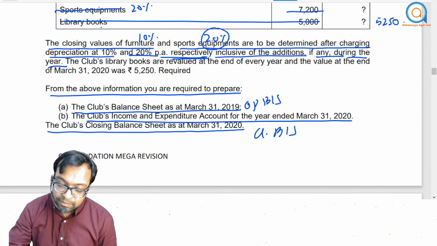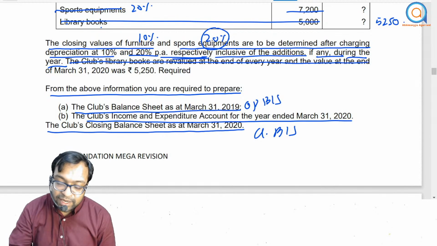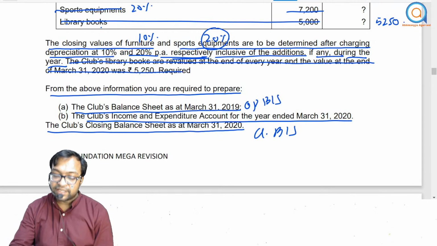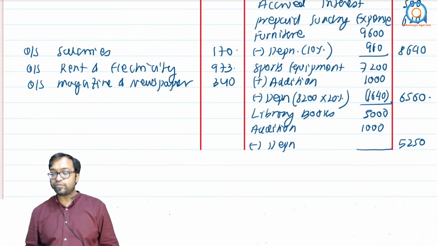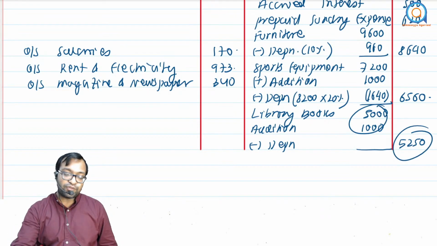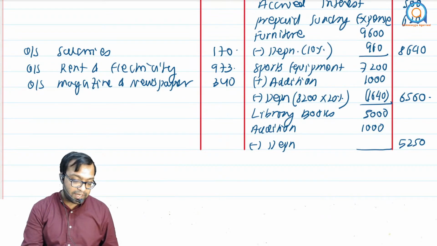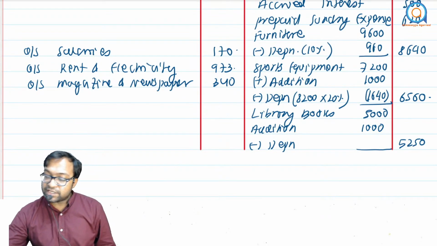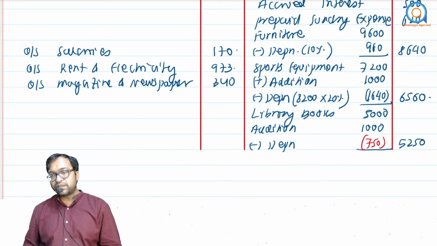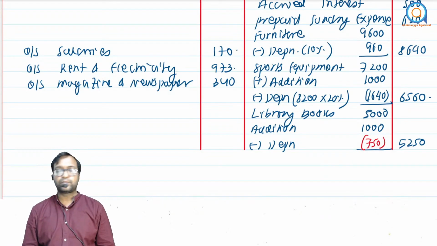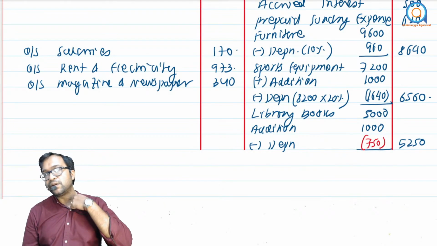You see, you have read the sum. The club library books were revalued at the end of every year, and the value at the end of 31st March 2020 is 5250. The closing balance is known: 5250. So if this is 6,000 and this is 5250, the difference will be what? Depreciation. So 6,000 minus 5250. So our depreciation, the hidden information, is 750. They did not give the rate of depreciation, but this was hidden information, 750. Clear?